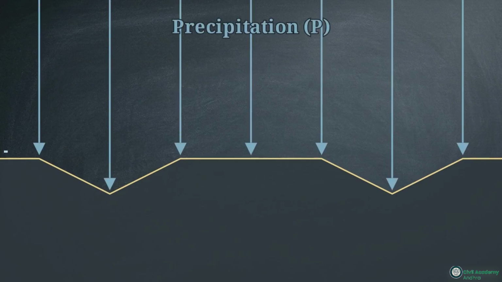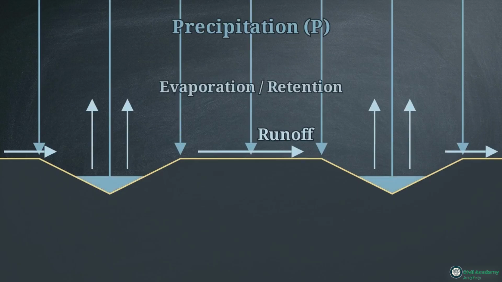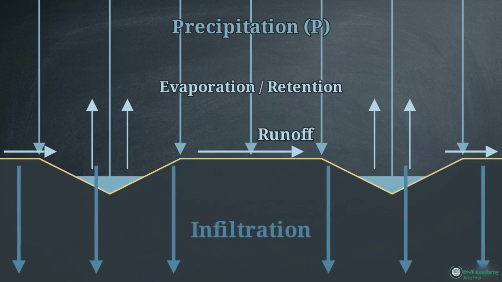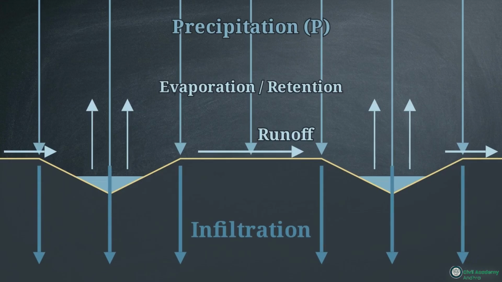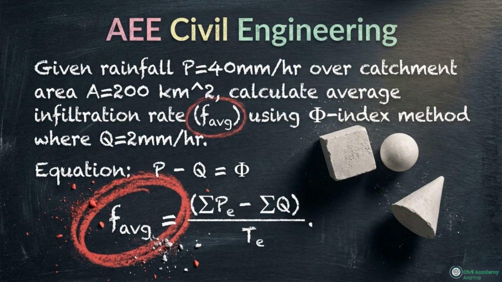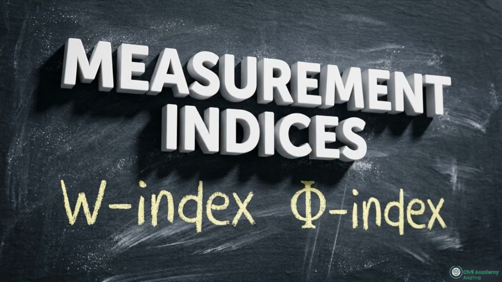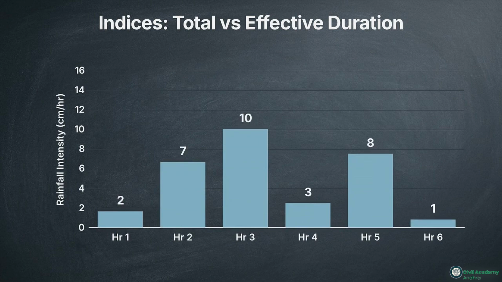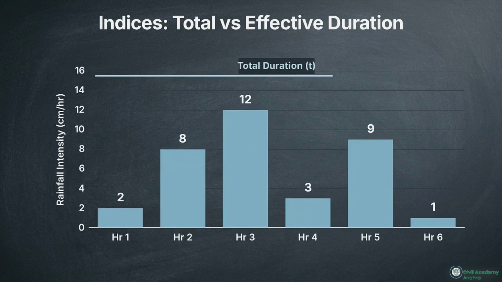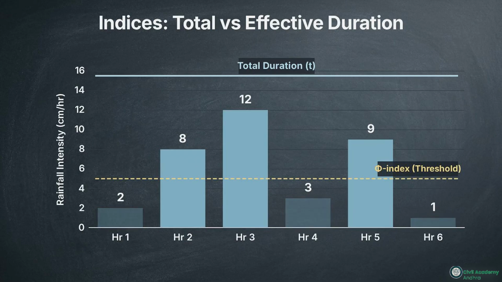When rain hits the ground, it doesn't all become runoff. Some of it evaporates back into the air or gets trapped in depressions, and a significant portion infiltrates downward into the soil. For the AEE civil exams, a recurring challenge is calculating the precise average rate of that downward infiltration. We measure this rate using two distinct metrics. The W index averages the infiltration rate across the entire duration of the storm. The phi index, however, takes a much narrower view. It calculates an effective rate by looking only at the specific periods that actually produce runoff.